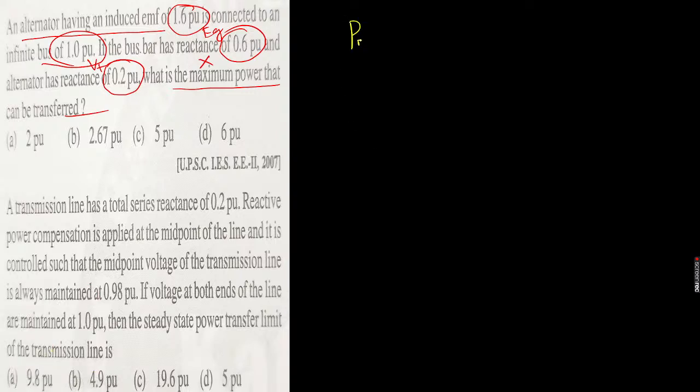What is the formula? Maximum power transfer capacity equals generator voltage into terminal voltage divided by total reactance. What is the total reactance? Total reactance will be the sum of the reactance offered by the generator and the reactance offered by the transmission line. Just substitute, you will obtain the answer.